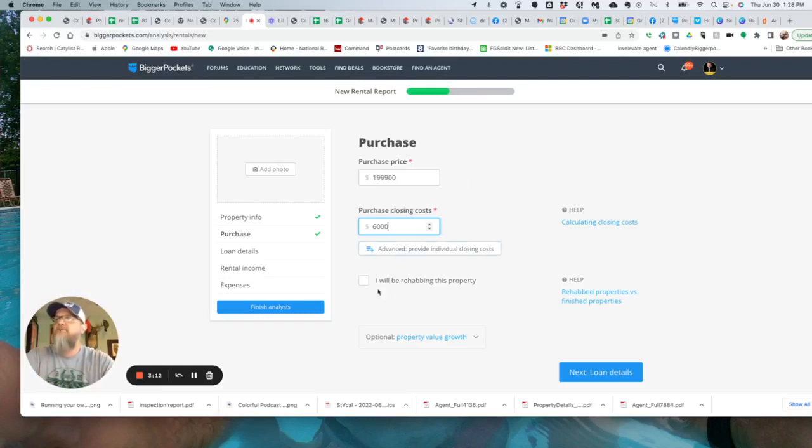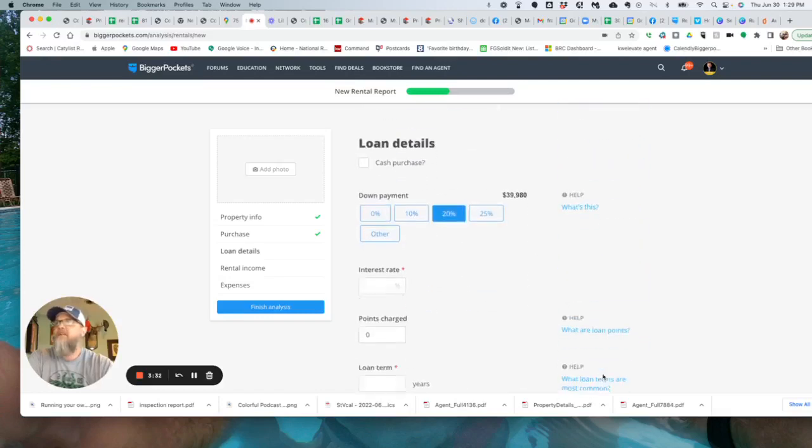So we got 6,000. Will you be rehabbing this property? If the answer is yes, and you check this box, you're going to put in your rehab costs in there so it can calculate that property. But for today, I've seen this property before. It's not in bad shape. I don't think there's going to be many additional rehabs that we have to do. So let's go to the next tab.